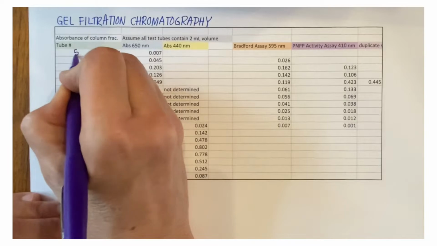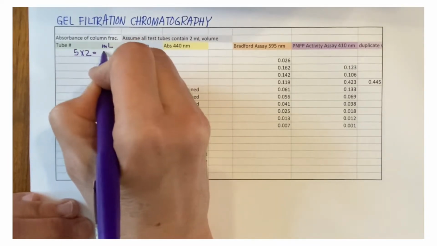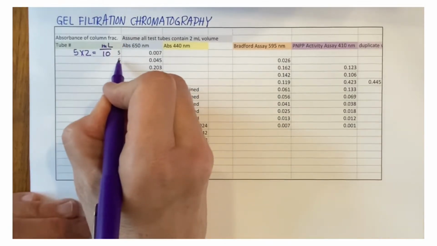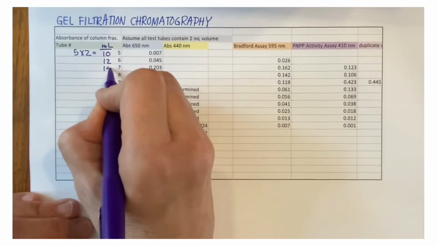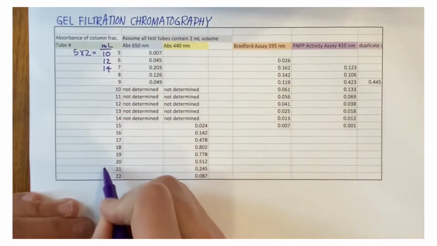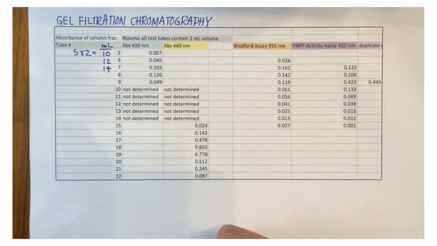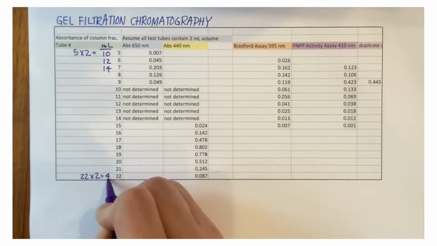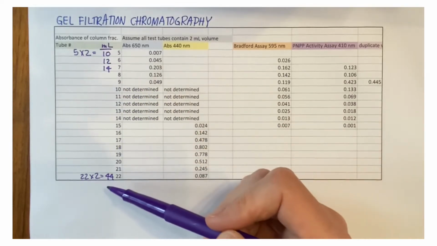So for example, 5 times 2 equals 10. So the next one is 6. So 6 times 2 would be 12. 7 times 2 is 14. So those are all the milliliters of elution. So go ahead and convert all those, multiplying by 2. And your very last one will be 22 times 2 is 44. So your X values will go from 10 to 44.